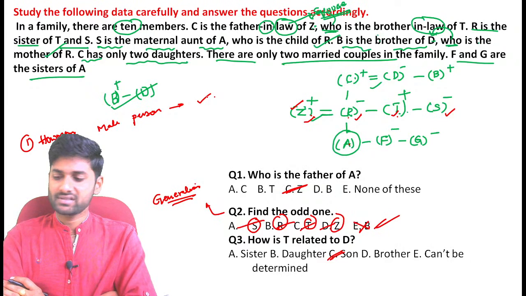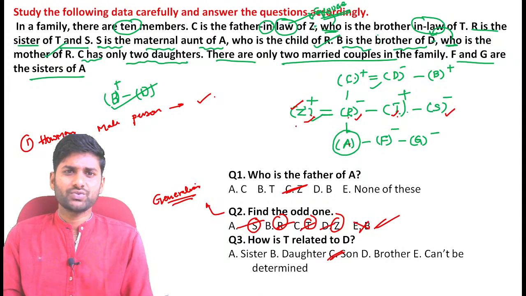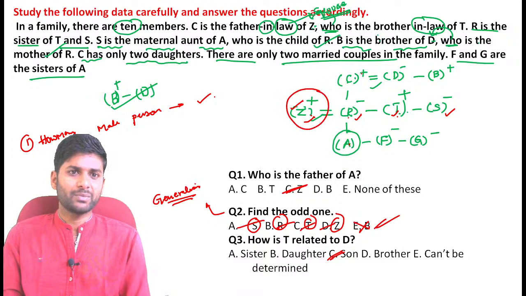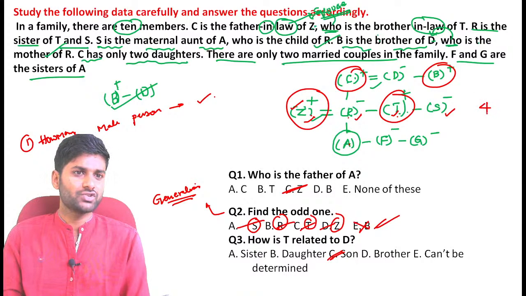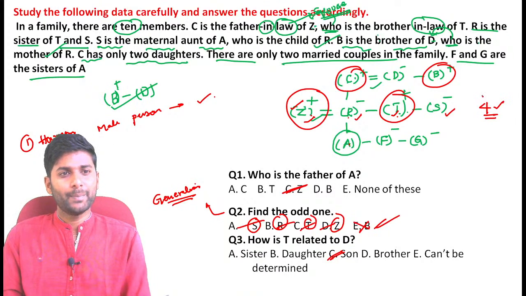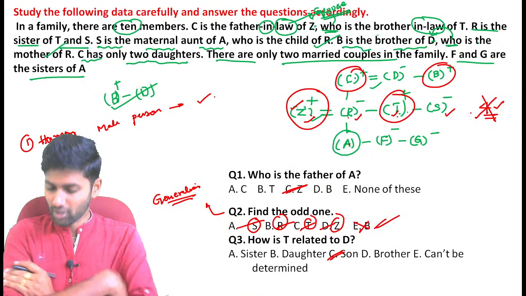How many male persons are there? What is your answer? Most of the students choose directly: Sir, Z is the male person, C is the male person, B is the male person, T is the male person. They choose your answer as four, guys. That is absolutely wrong.